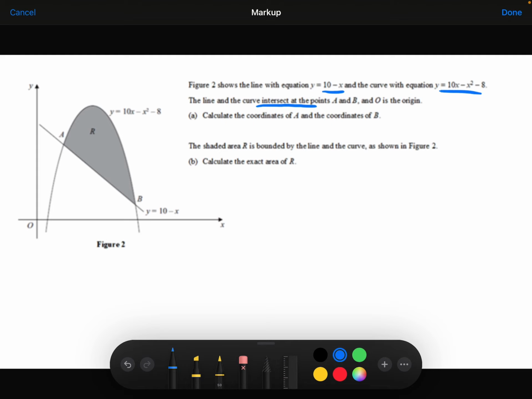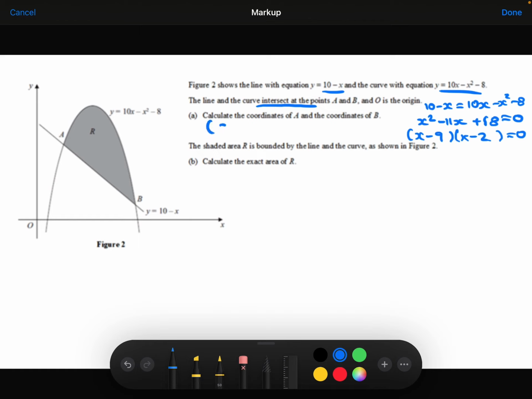So I'm going to say 10 minus x is equal to 10x minus x squared minus 8. Add the x squared to both sides. Subtract 10x from both sides and add the 8 to both sides, so that it equals 0, and we can now factorise. It's going to be a minus 9 and a minus 2 that are going to multiply to make the 18 and add to make the minus 11.